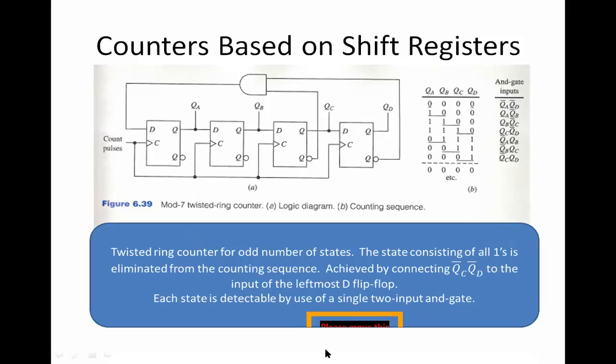Can this also be referred to as the Johnson counter? This is called the mod 7 twisted ring counter, mod 7. This is not a Johnson counter. The previous one is Johnson for an even number of states, taking Q bar, the last Q bar.